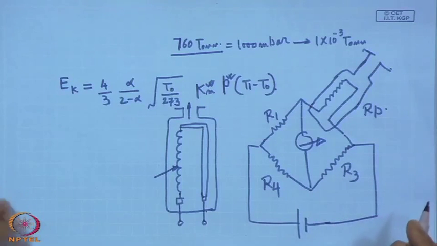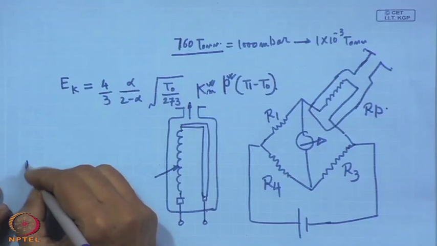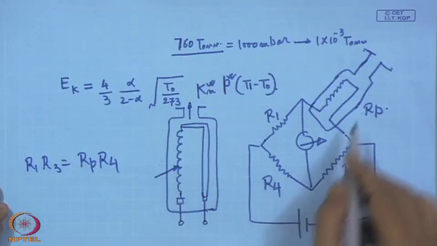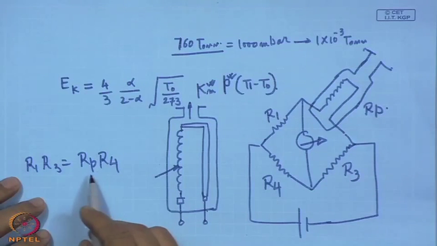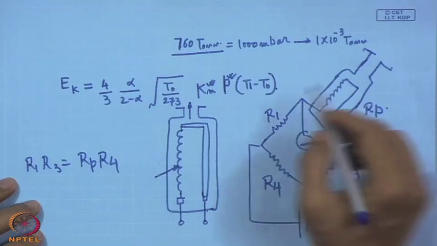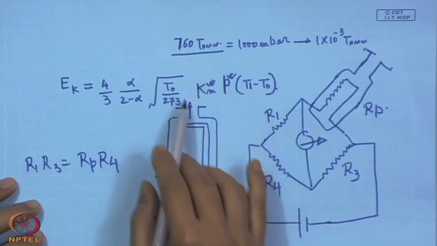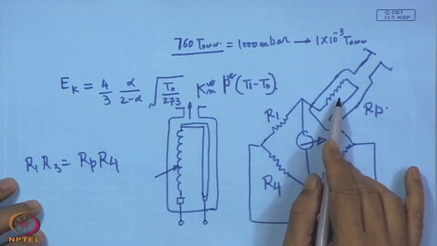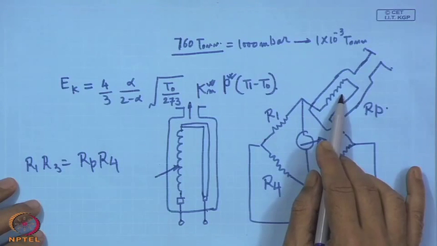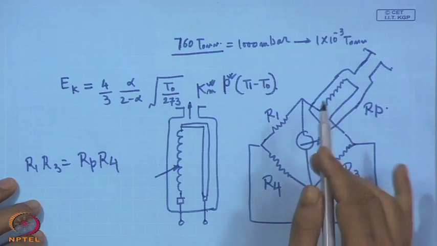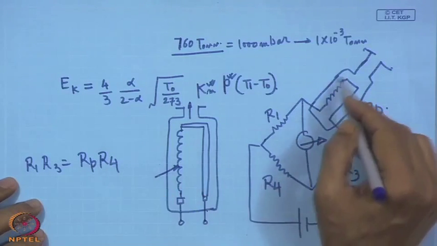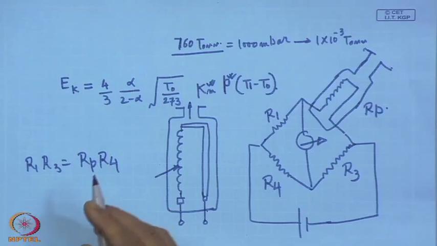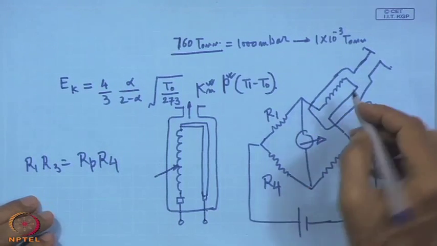Now, what is going to happen? We can write further that in the null condition R1 R3 is equal to Rp into R4. So long as there is a balance, there will be no signal, and now this Rp is going to change. How is it going to change? Because of the fall of the conductivity due to the change in pressure, the temperature will rise here, and this rise of temperature will cause a rise in the resistance. The value will be disturbed, and it will be different from the resistance prevailing during the null condition. As a result of that, we can have an output.